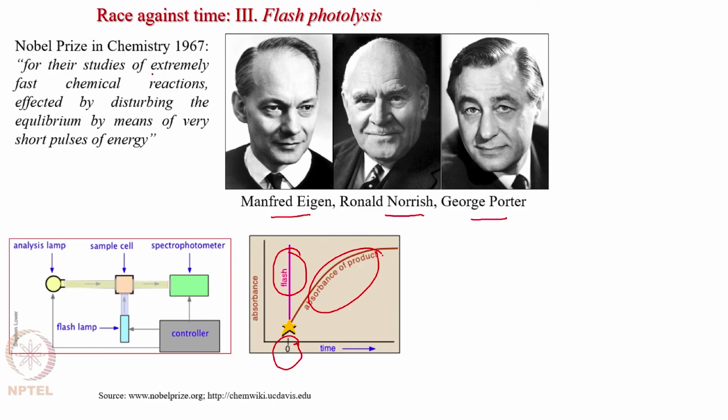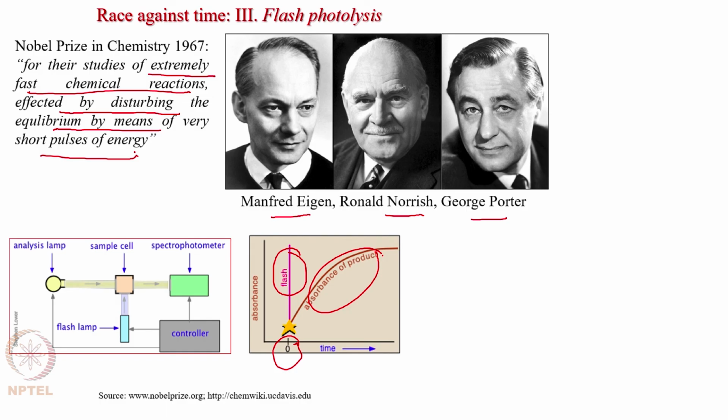says for their studies on extremely fast chemical reactions that were not possible to study with flow techniques or stopped flow techniques. And you also see that they are writing here, they are affected by disturbing the equilibrium by means of a very short pulse of energy. Now this energy, they showed, can eventually be an electronic pulse also. If you have an electron transfer reaction, you can trigger it not with a light flash but with an electrical flash, something like sending a bunch of electrons with an electron gun.